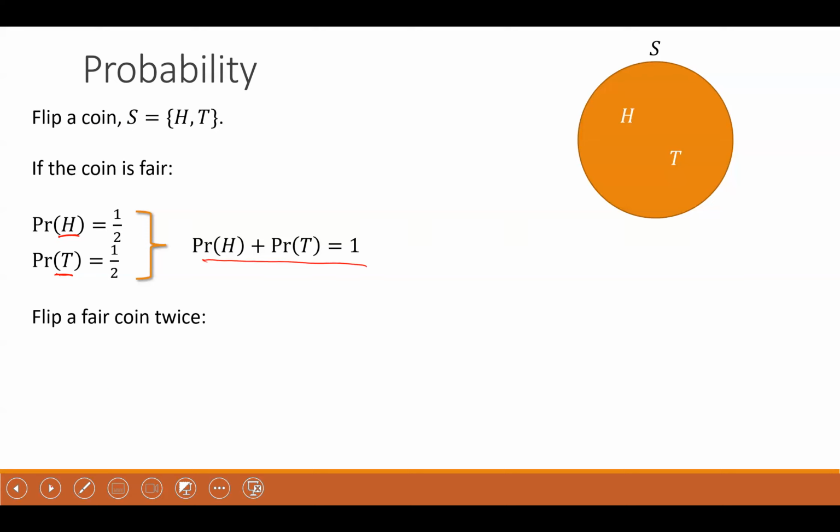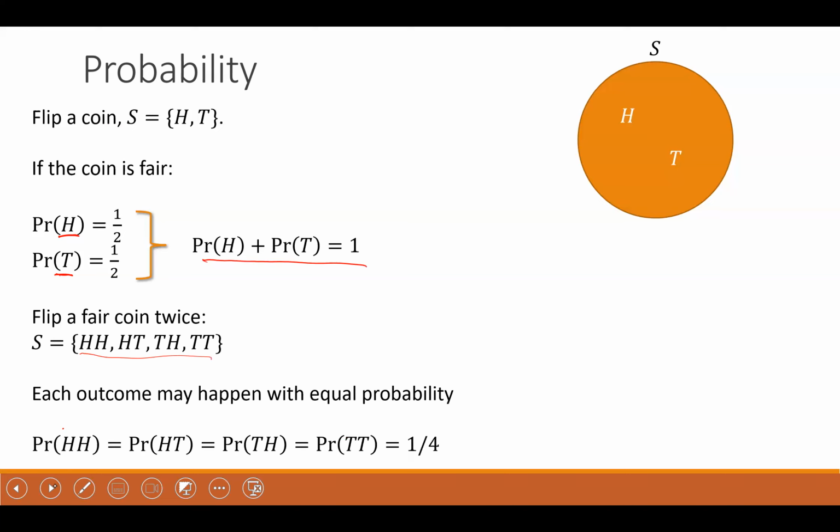I can also, in my sample space, flip a coin twice, right? So I'm doing an experiment. If I flip a coin twice, then there's 4 outcomes that can happen. I flip it once, I get heads. I flip it again, I get heads. That's the first outcome. Or I get heads, tails, tails, heads, and tails, tails. So now my experiment is flip a fair coin twice, and I have this in my sample space.